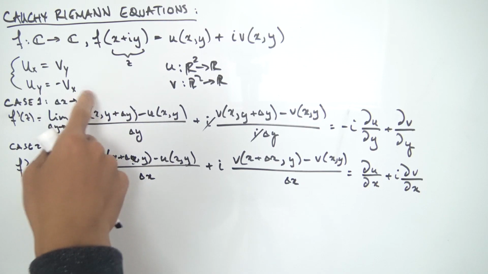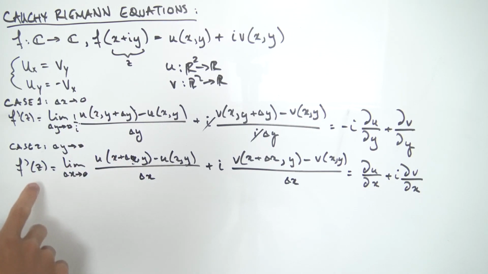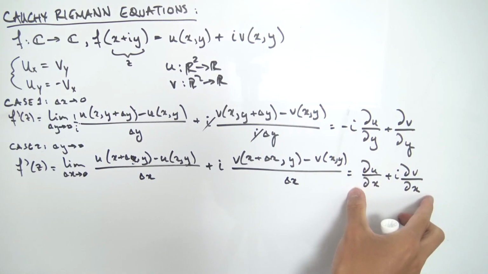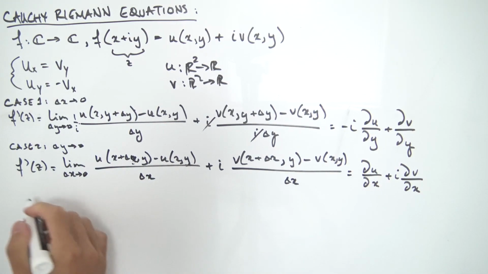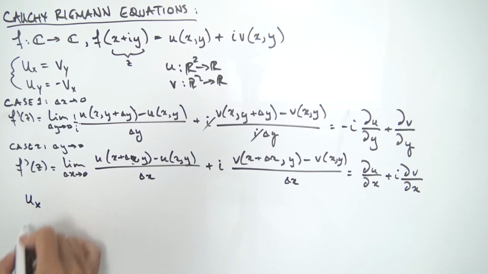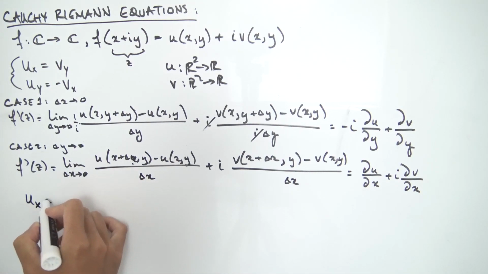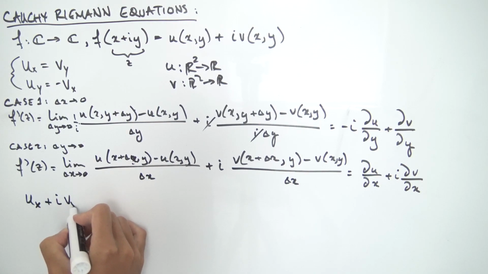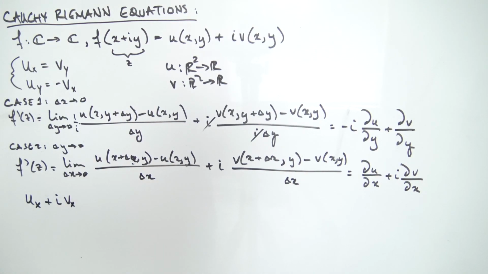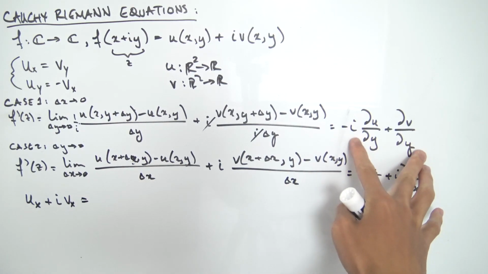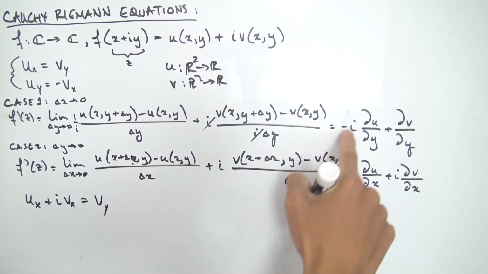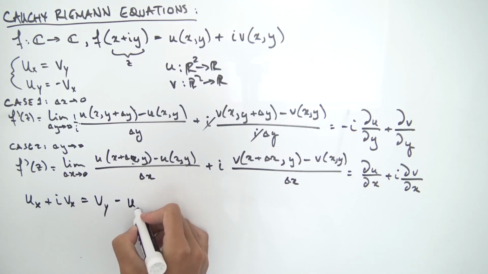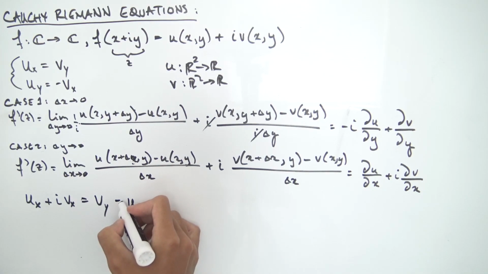Over here we've taken the limit two different ways, and we have to get our f prime of z out the other end. What that tells us is that both of these expressions must be the same. So I'm going to write it as follows. Partial u partial x, that's the partial derivative of u with respect to x, plus i times v x, the partial derivative of v with respect to x, and this must equal what we have up here. I'm going to write the real part first over here: that's v with respect to y minus u with respect to y. And then we also have an i out the front.